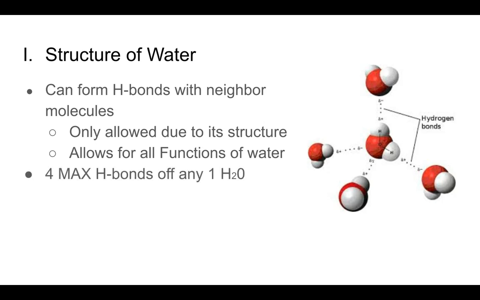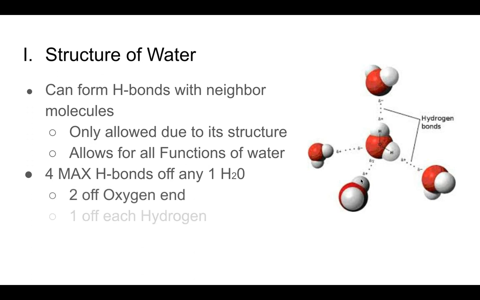When it comes to the hydrogen bonds, though, you should know that one water molecule can have a maximum of 4 hydrogen bonds off of it. So if we look at the central water molecule right here, we see one hydrogen bond off the hydrogen foot, another hydrogen bond off the second hydrogen foot, and then 2 hydrogen bonds off of the oxygen end out to neighboring hydrogen ends of these water molecules.